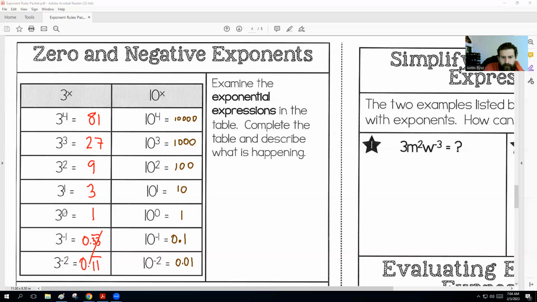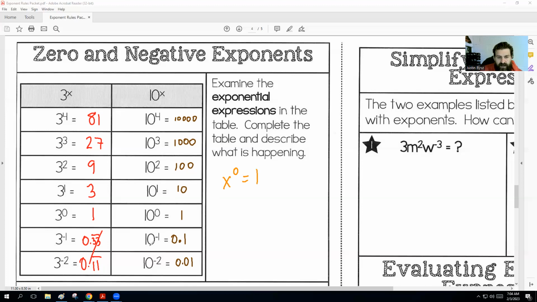Let's look at two things. 3 to the 0 is 1. 10 to the 0 power is 1. If we take a random number, 7 to the 0 power is 1. So any number to the 0 power is going to equal 1. That's a fun fact that we have here.